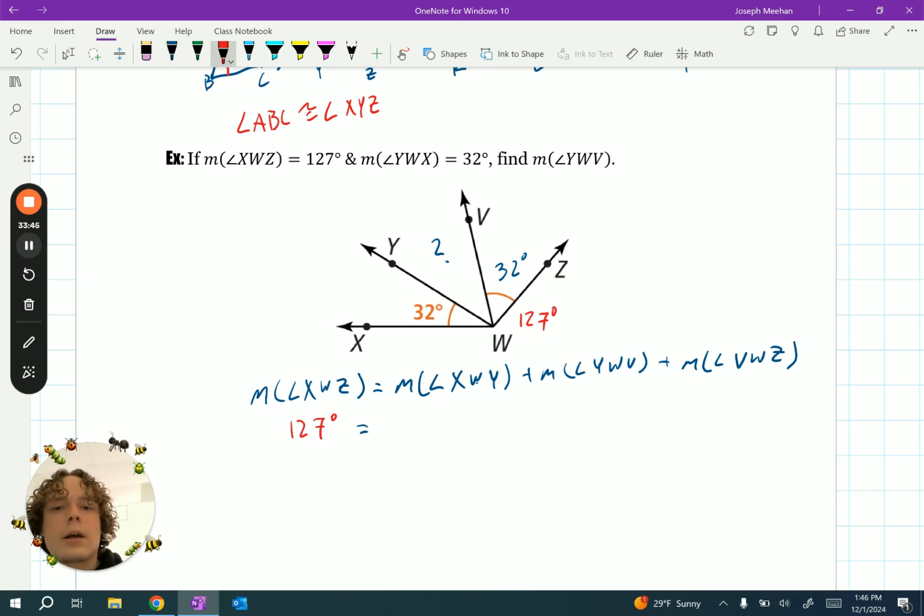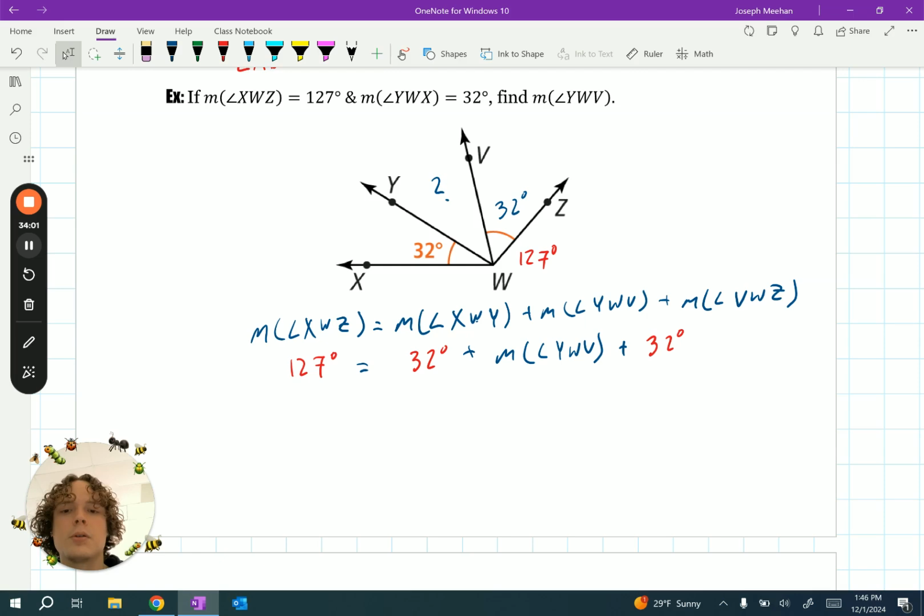It also told us that XWY is 32 degrees, plus our variable now, which is the measure of angle YWV, and then plus 32 degrees again. All right? And then we just solve for our variable. So subtract 32 degrees and 32 degrees on each side. And once we do that, what's 127 minus 64? It's 63. Had to double check. So our final answer here is 63 degrees equals the measure of angle YWV. That's the final answer.